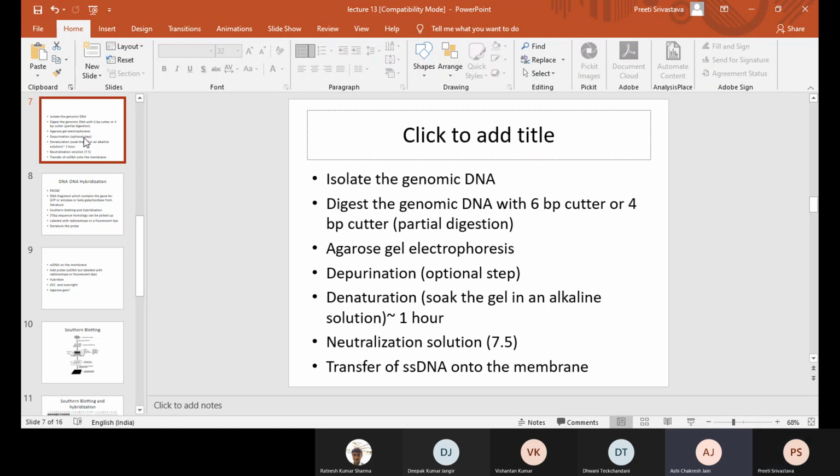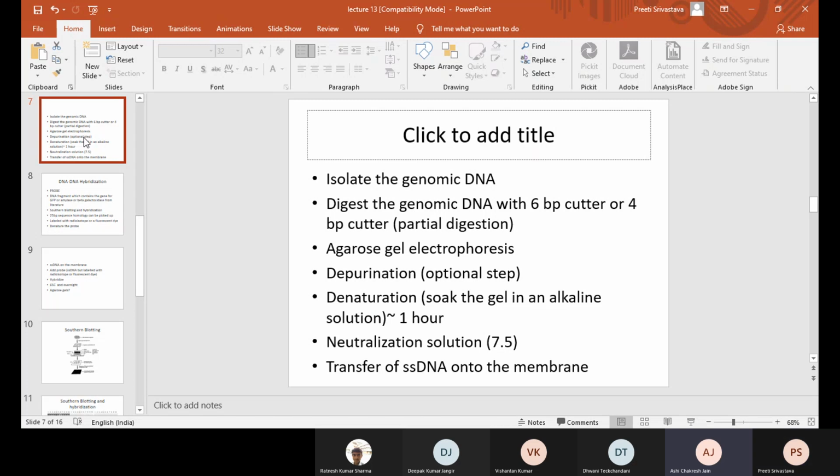That we get all the possible fragments. And this is done for what? I mean, why do we do this? To protect the gene of interest. Yes, because you do not want the gene to get cut by the enzyme. Okay, good.